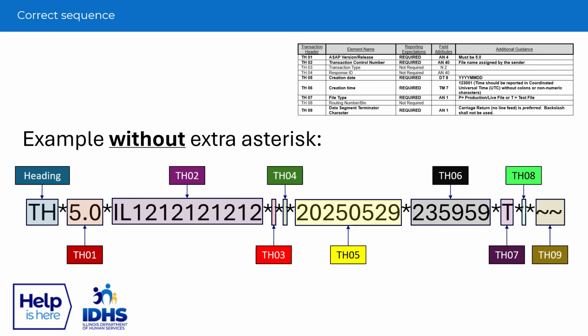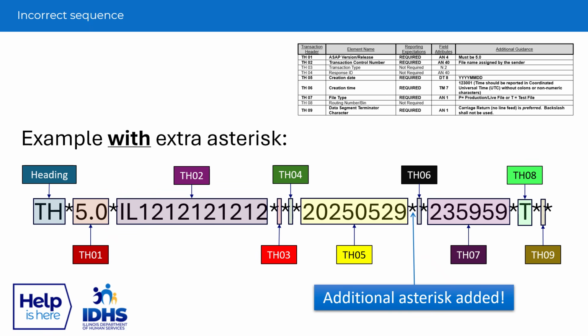Using transaction header field names, you can see the 9 fields that make up the transaction header of a prescription file on this picture. The first is TH01, ASAP version/release. The last is TH09, data segment terminator character. All of these fields between TH01 and TH09 are separated by an asterisk.